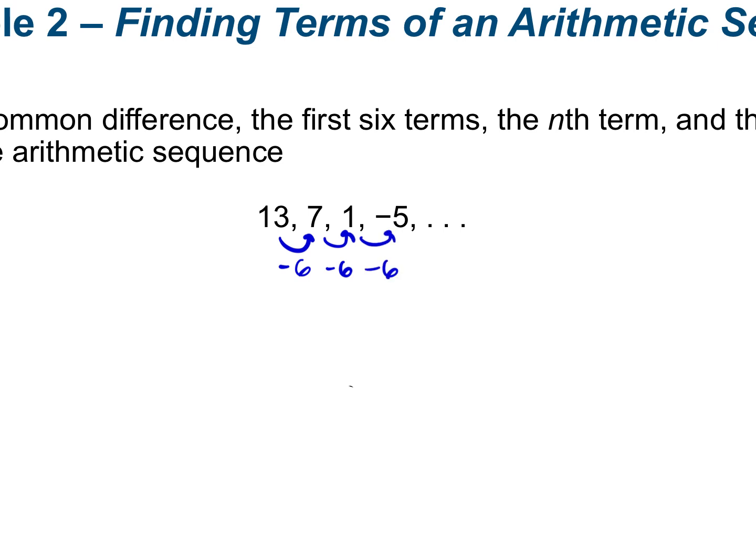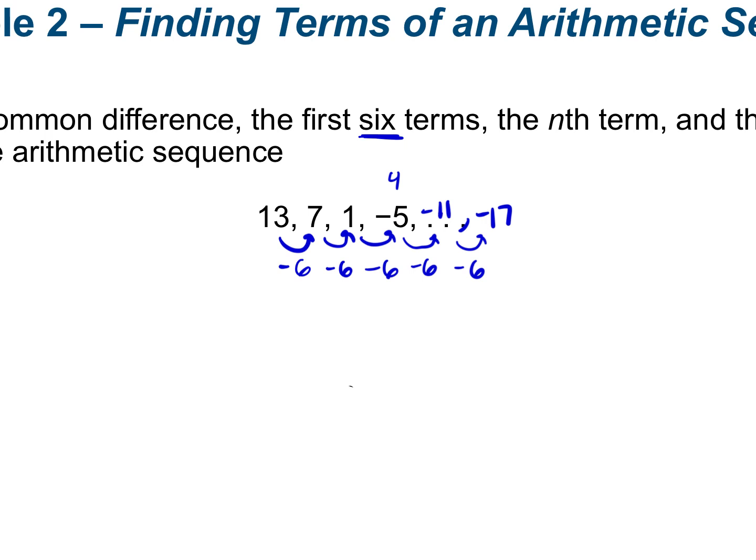To find the next term, so this would be our 4th term. It says to find the first 6 terms, so we need to find 2 more. We just subtract 6. What's negative 5 minus 6? Negative 11. What about to find the next one? Awesome. We'd subtract 6 again, so it'd give us negative 17. So those would be our first 6 terms of the sequence.